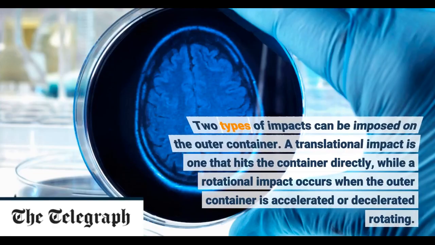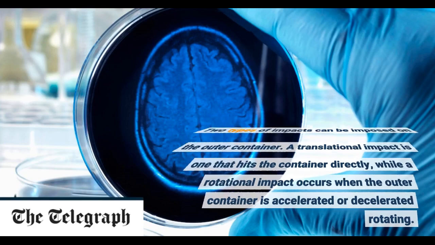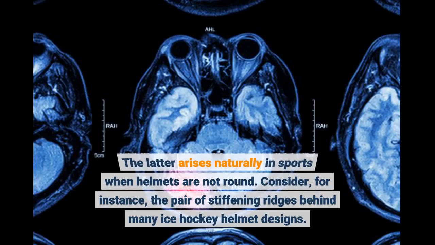Two types of impacts can be imposed on the outer container. A translational impact is one that hits the container directly, while a rotational impact occurs when the outer container is accelerated or decelerated rotating. The latter arises naturally in sports when helmets are not round. Consider, for instance, the pair of stiffening ridges behind many ice hockey helmet designs.